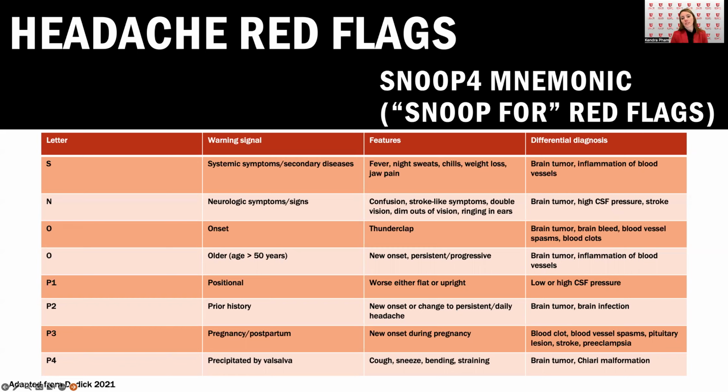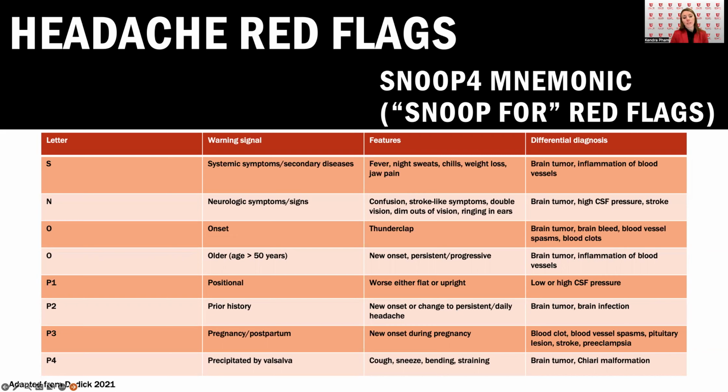And this one really is if there's a change from their prior headache history, that should ring the alarm bells. And then we would worry again about brain tumor, brain infection, such as encephalitis. The third P is pregnancy and postpartum. This would be a new onset headache during pregnancy or change in prior headache pattern during pregnancy. And we would worry for this about things like blood clot, blood vessel spasms, pituitary problems, stroke, and preeclampsia, which is a problem during pregnancy with elevated blood pressure, among other symptoms that come along with it.